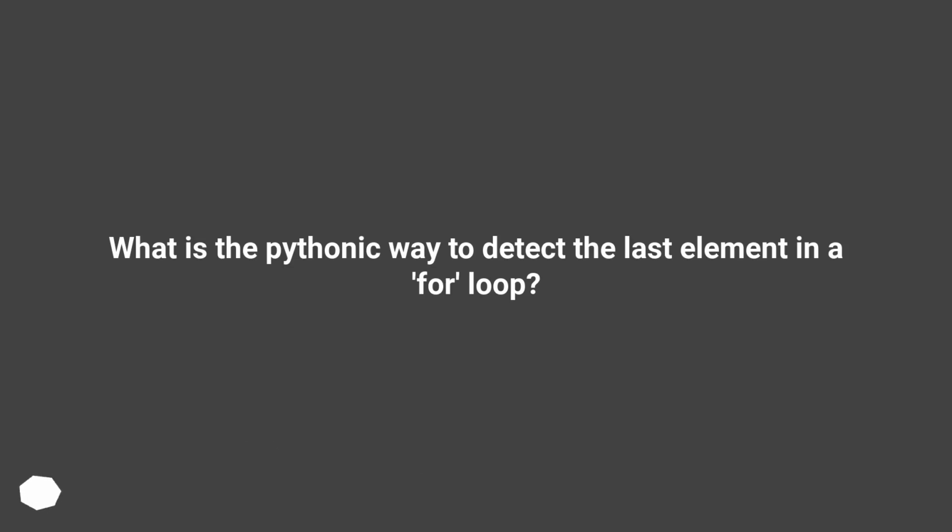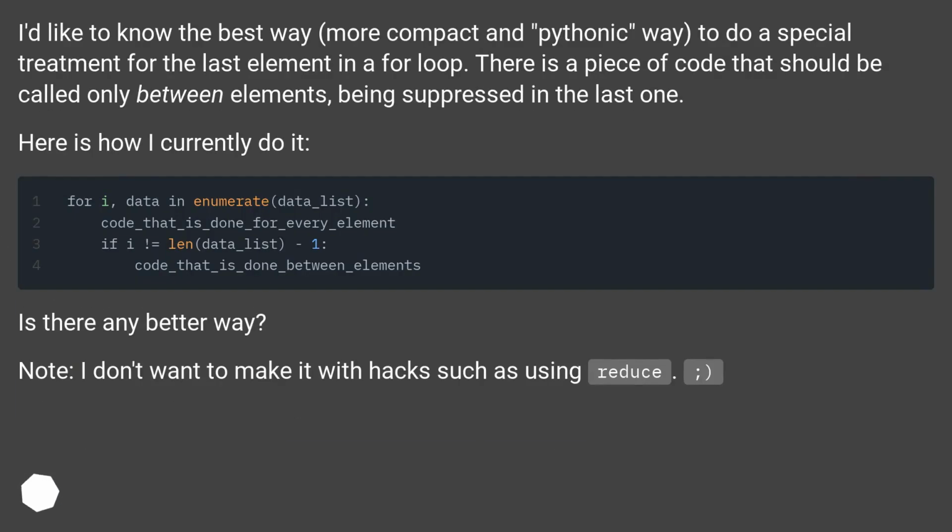What is the pythonic way to detect the last element in a for loop? I'd like to know the best way, the more compact and pythonic way, to do a special treatment for the last element in a for loop. There is a piece of code that should be called only between elements, being suppressed in the last one. Here is how I currently do it. Is there any better way?